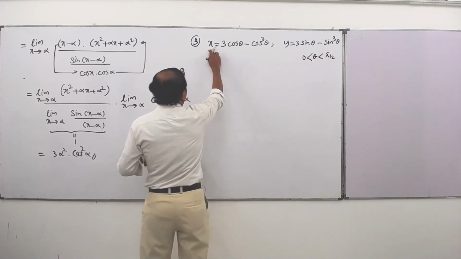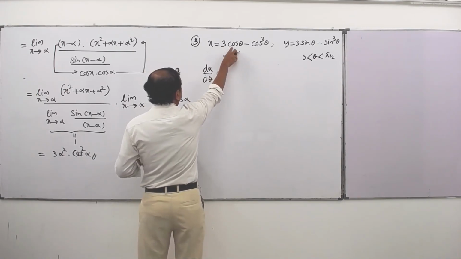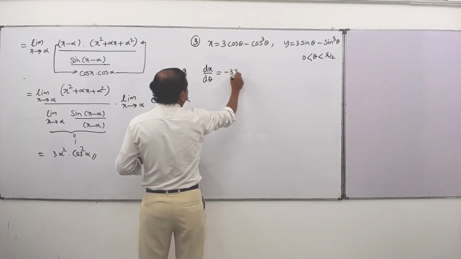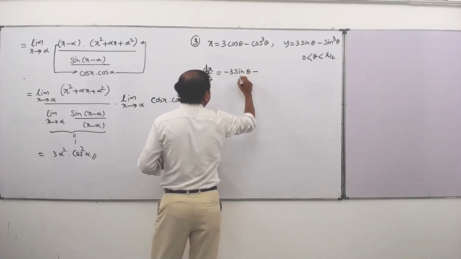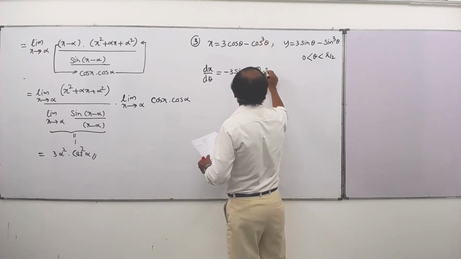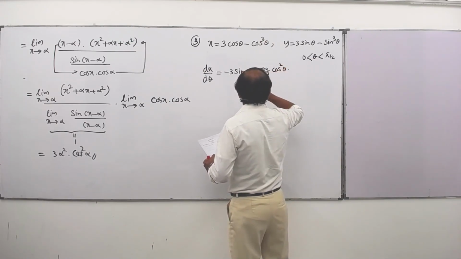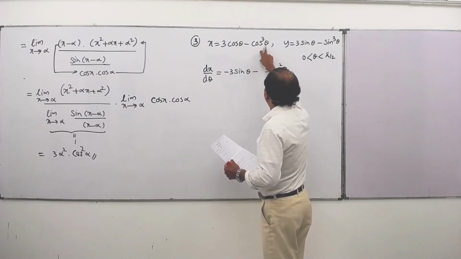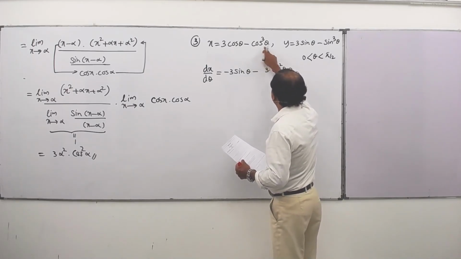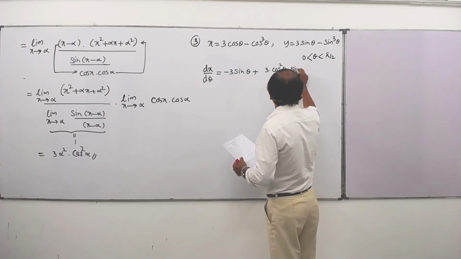Alright. So then we will differentiate this with respect to theta. dx by d theta, what is that? Cos theta derivative is minus sin theta, no? Minus 3 sin theta. How to differentiate cos cube theta? We have to start from here: 3 into cos squared theta. This cos theta derivative is minus sin theta. That minus sin, this is plus sin theta.